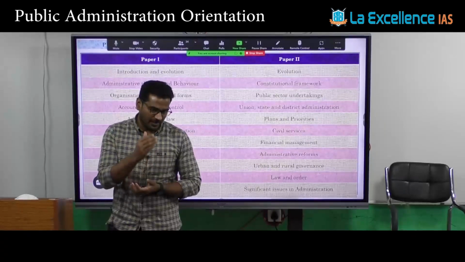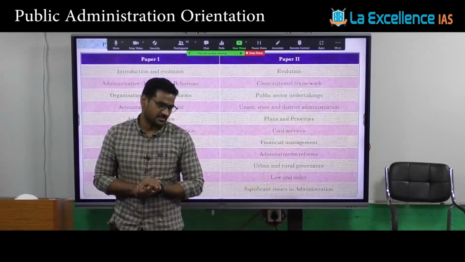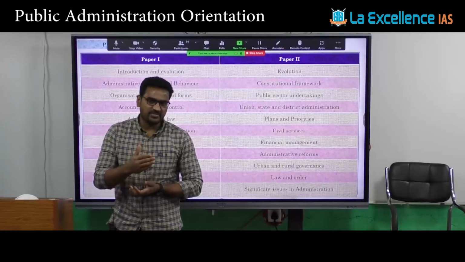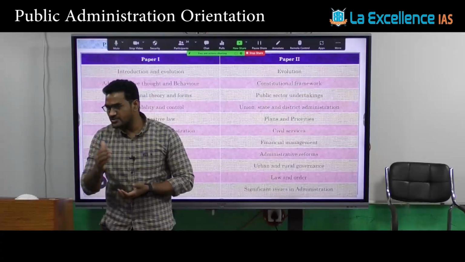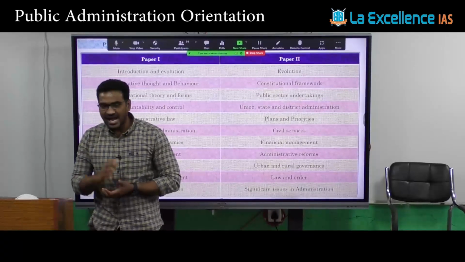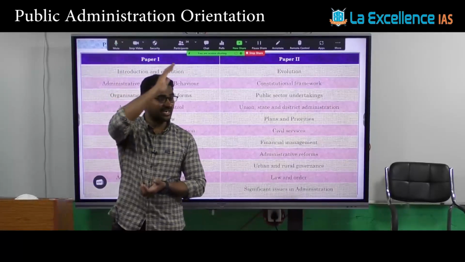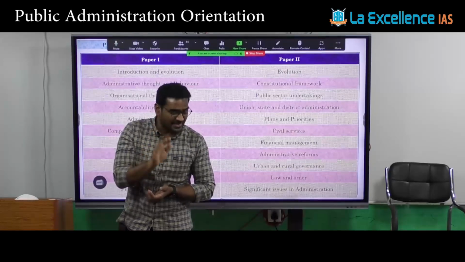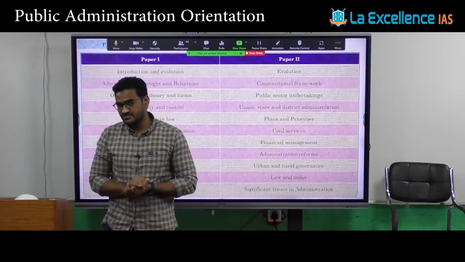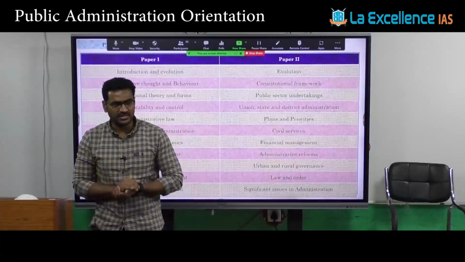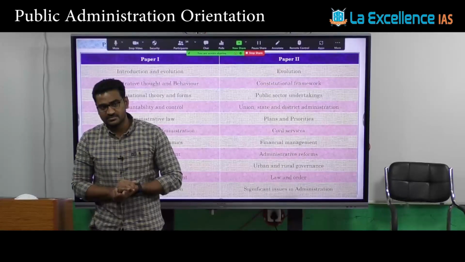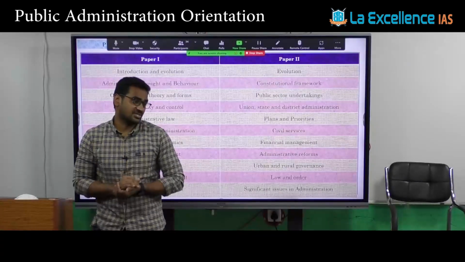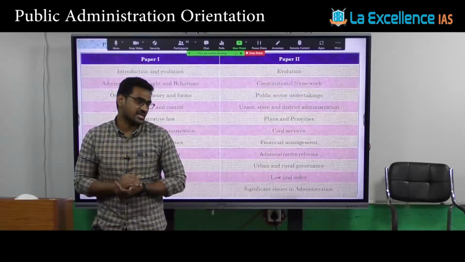And I said public administration is dynamic in nature. What does it mean? Public administration changes with time. Now, how an IAS officer should function in 2022 and how an IAS officer used to function in 1960, are both one and the same? Why? Administration is the same, right? There it was IAS, now also IAS. But why? Because the situations changed, the context got changed.